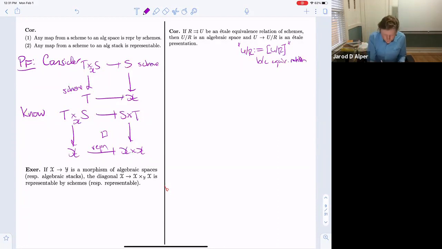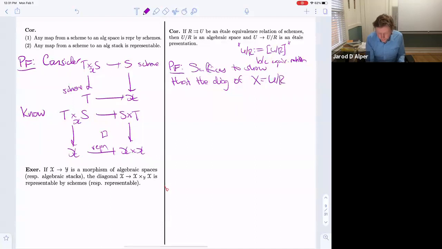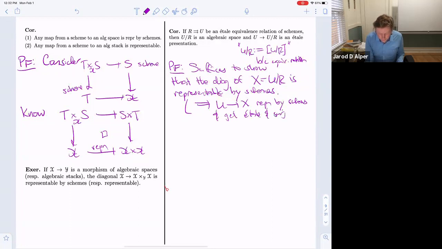Okay, so we need to show this. And I claim that it suffices to show that the diagonal of X, let's write X as U mod R, is representable by schemes. Because if I show this, the reason is that this then implies that U to X is representable by schemes. And you get étale and surjectivity by descent.